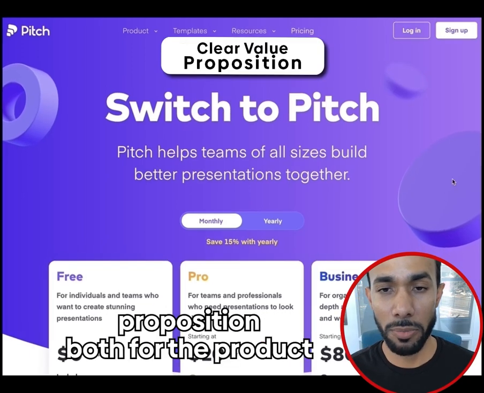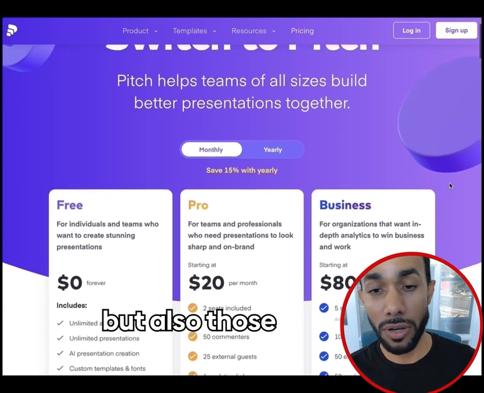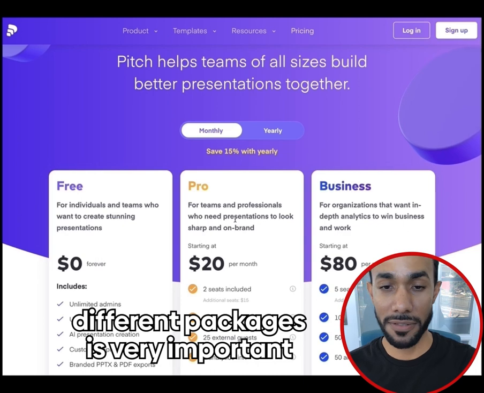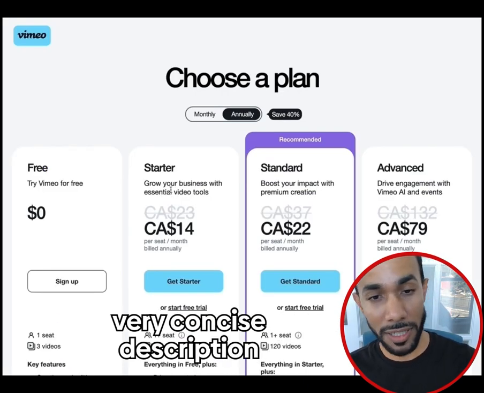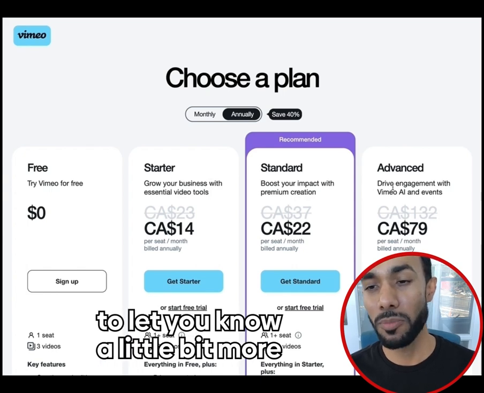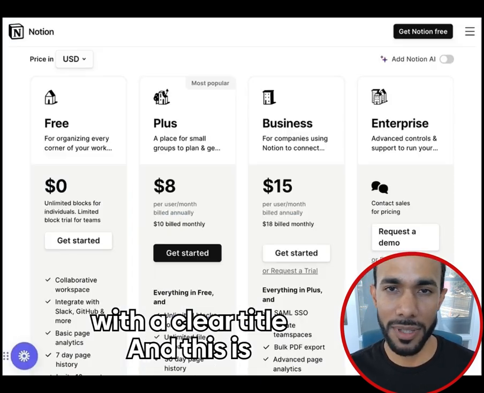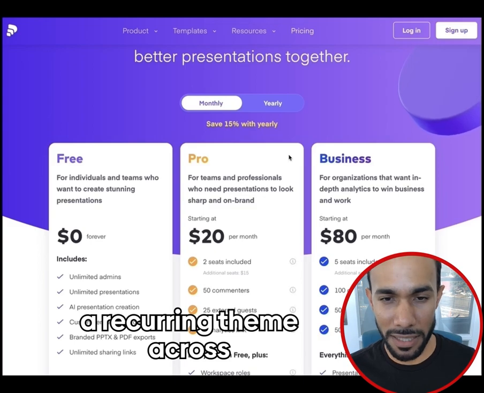Having a clear value proposition, both for the product, but also those different packages, is very important. You can see that most of those pages are showing a clear, very concise description to let you know a little bit more about each plan with a clear title. And this is a recurring theme across many pages.